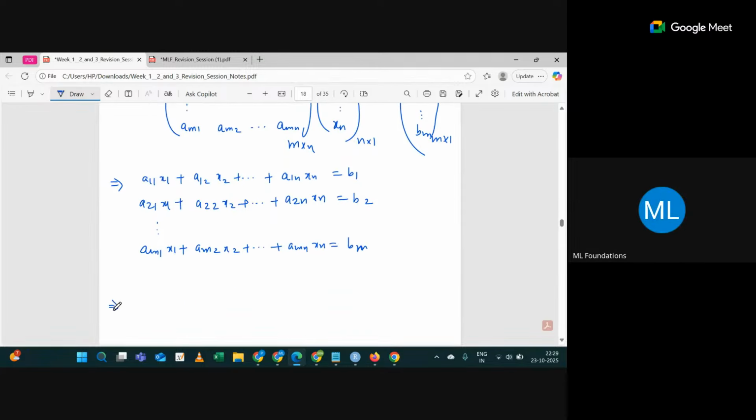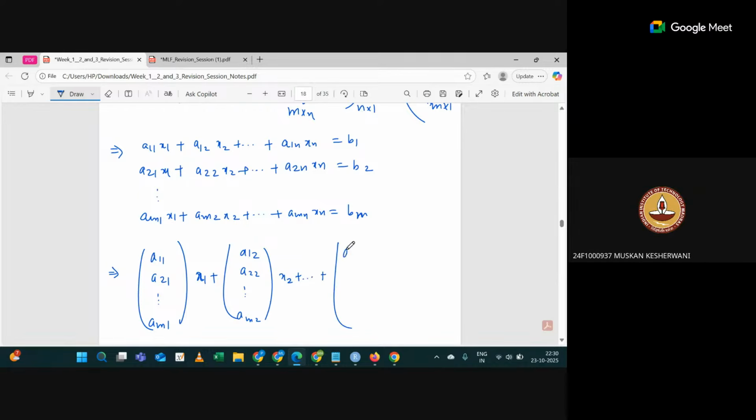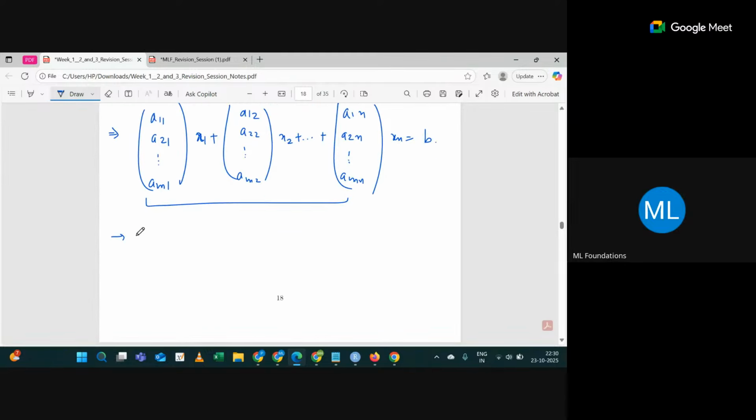So if you see this, can I write the same thing as A11, A21, Am1 times x1, plus A12, A22, Am2 times x2, plus so on, plus A1n, A2n, Amn times xn, equal to vector b? So what is this left hand side? This is just a linear combination of columns of matrix A. Yes or no? So this is the column space of A.